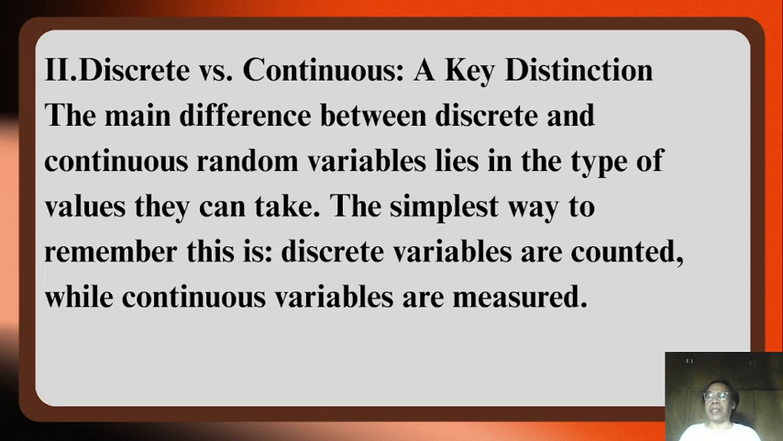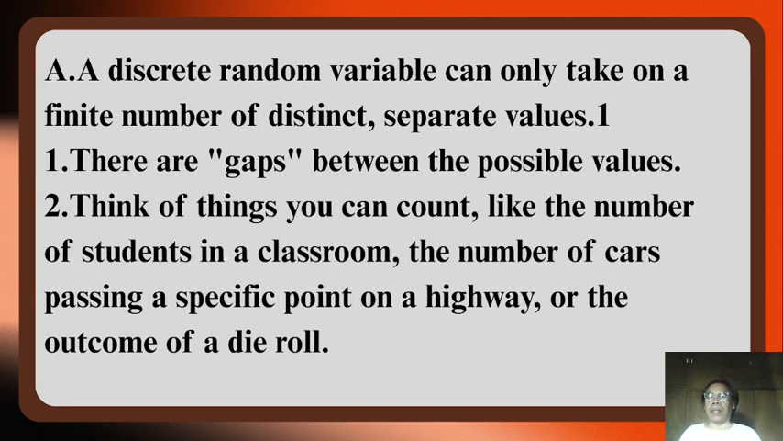Discrete versus continuous, a key distinction. So the main difference between discrete and continuous variables lies in the type of values they can take. The simplest way to remember this is: discrete variables are counted while continuous variables are measured. A discrete random variable can only take a finite number of distinct, separate values. There are gaps between the possible values.